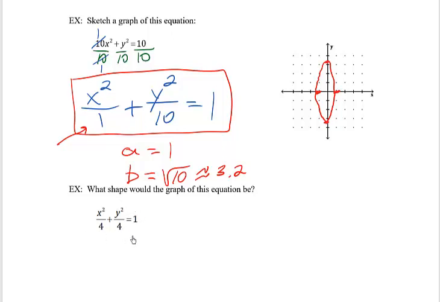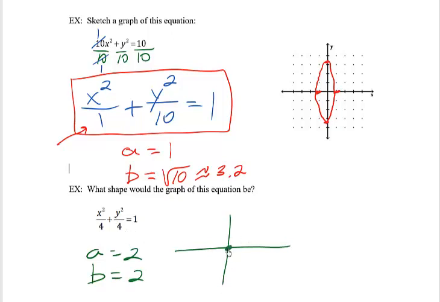One last quick example to mention here. Take a look at this equation. The question says, what would be the shape of this graph? And I think it's tempting to glance at it quickly and go, oh, well, of course, it's an ellipse. Look, it fits the pattern here. The a would be 2 because that's the square root of 4. The b would also be 2, which is the square root of 4. The other 4, the one under the y squared.